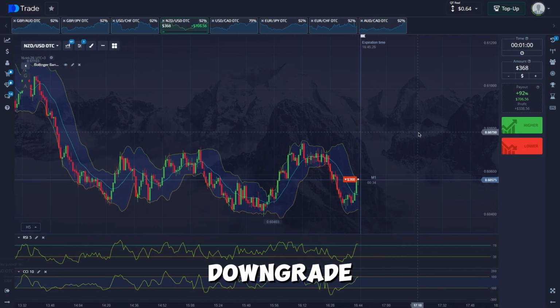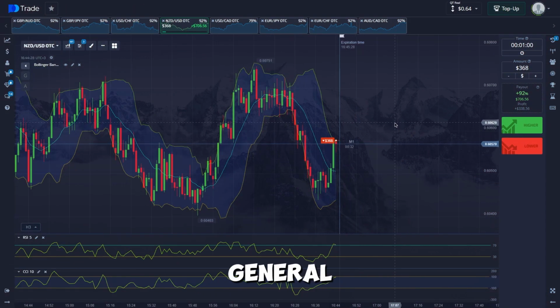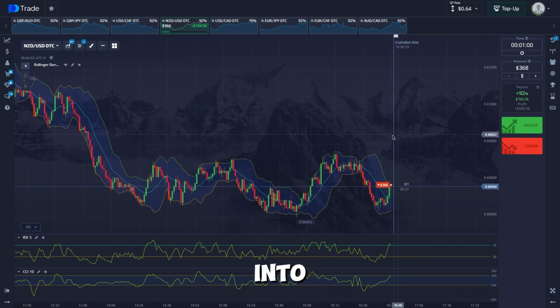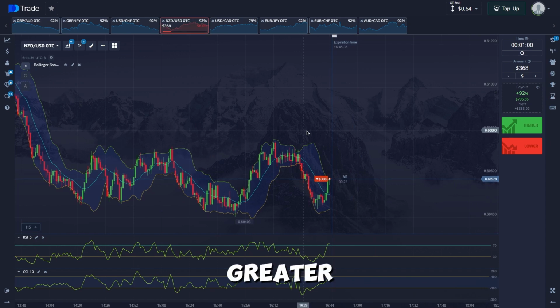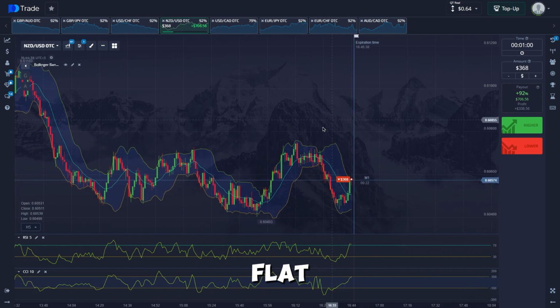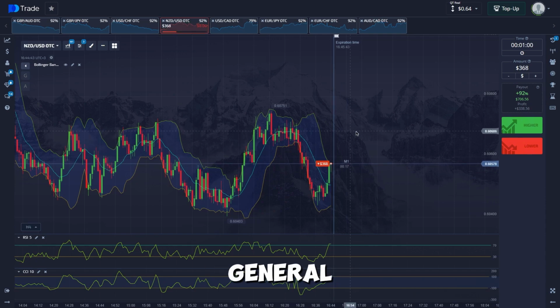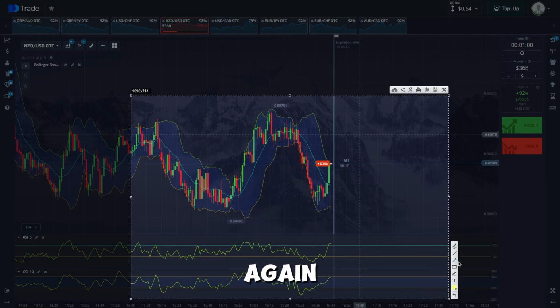Let's open a downgrade deal here this time. In general, I think you understand, too, what the principle of entry into this deal is. The downward trend is greater, and this chart also has a flat mood. Our price does not have a pronounced trend, but in general, the principle is exactly the same again.